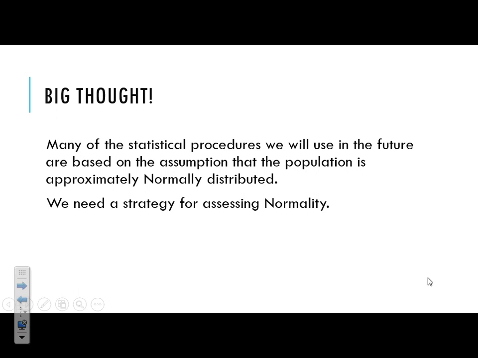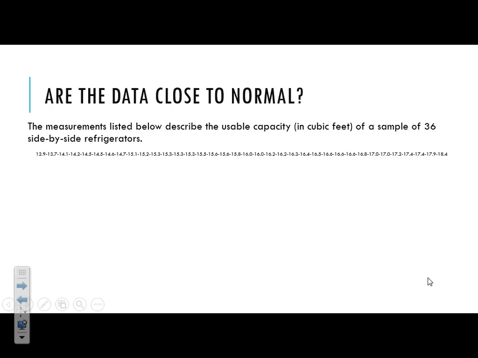The good news is it's actually a relatively simple thing to do. There are a lot of techniques that we can utilize to assess normality, and we kind of want to walk through some of those, all right? And so let's begin with a set of data. All right, those numbers are kind of small, but it's really not too critical what exactly they are. But they're representing the usable capacity in cubic feet of 36 side-by-side refrigerators.